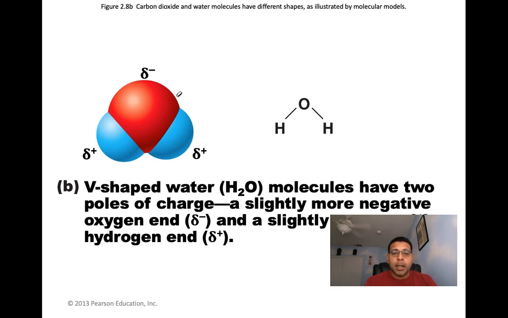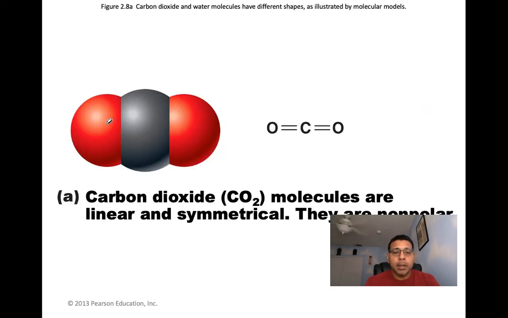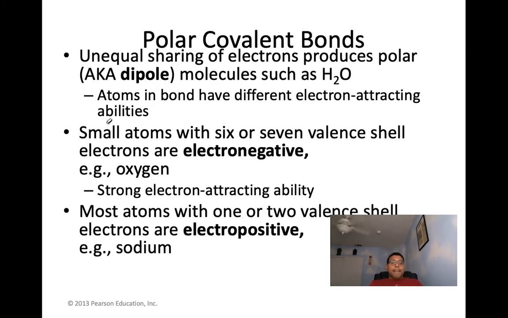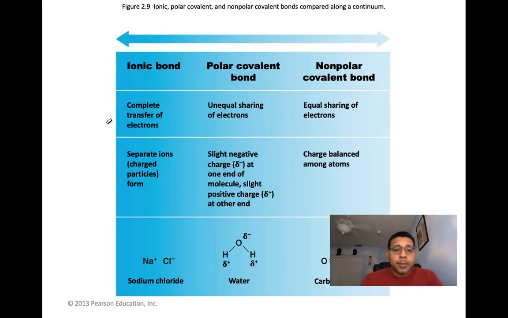And you can see it's not a symmetrical linear model anymore. It's a V-shaped molecule now versus carbon dioxide. So water is considered polar. Next, then, let's move. Okay, so we'll move, and we can see then we have ionic bonds we talked about, polar covalent bonds, and then nonpolar covalent bonds.